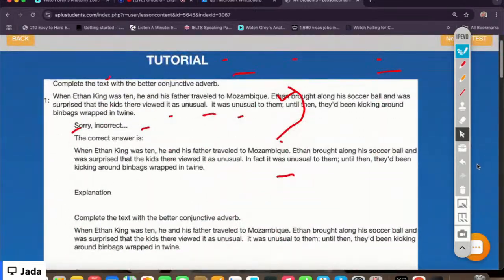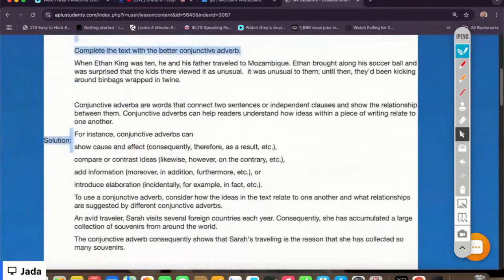So let's look at some examples. We have to complete the text with the better conjunctive adverb. When Ethan King was 10, he and his father traveled to Mozambique. Ethan brought along his soccer ball and was surprised that the kids there viewed it as unusual. So we have an empty space here. It was unusual to them; until then they had been kicking around beanbags wrapped in twine. So you have to choose the right conjunctive adverb.